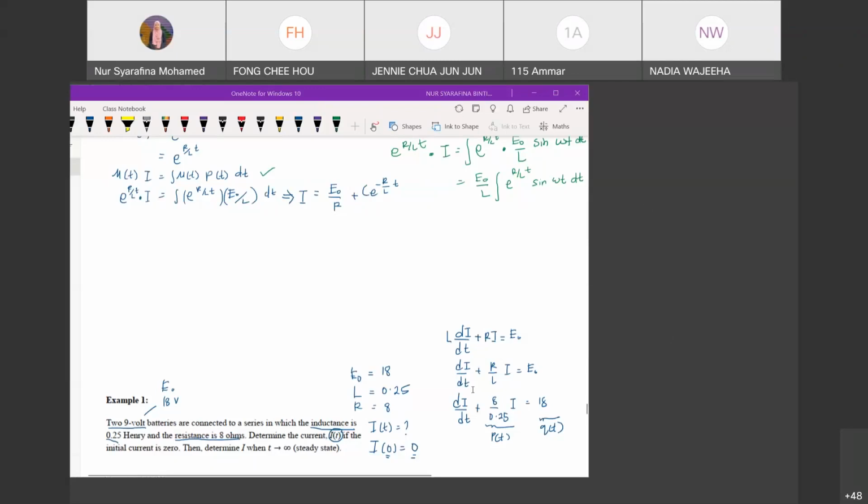What is your integrating factor? Okay, P(t) is 32, Q(t) is 72. Then the integrating factor mu(t) is e to the power of 32t. And then integrate mu(t) and Q(t) in order to get I, then apply the condition and solve the equation of I, and then determine I when t approaches infinity.